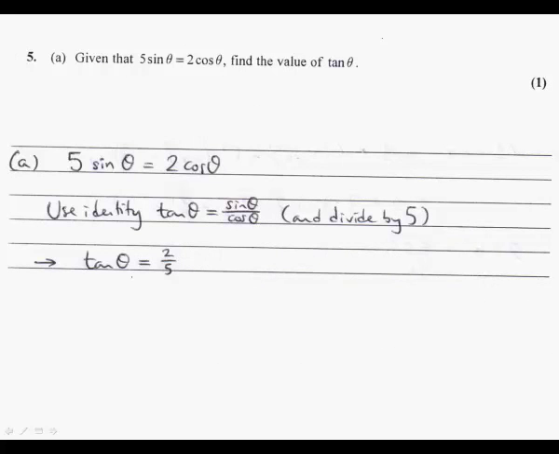Question 5 is trigonometry. It starts off with 5 sin theta equals 2 cos theta and asks us for the value of tan theta. If we remember that tan theta is sin theta divided by cos theta, then we can divide by cos theta to get our tan theta, but we also need to divide by the 5 to get tan theta equals 2/5.